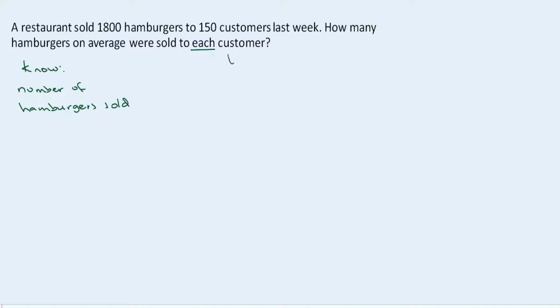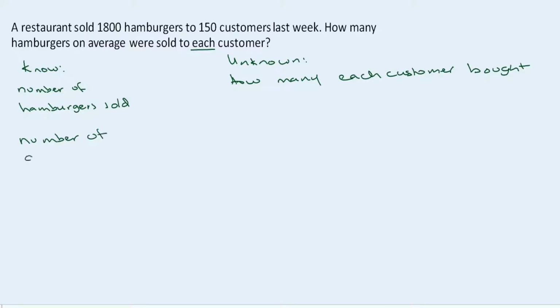What do we not know? Let's say unknown. How many each customer bought? What else do we know? We know number of customers. Okay, so we want to find out how many hamburgers each customer bought. So we have 1,800 hamburgers and we have 150 customers.